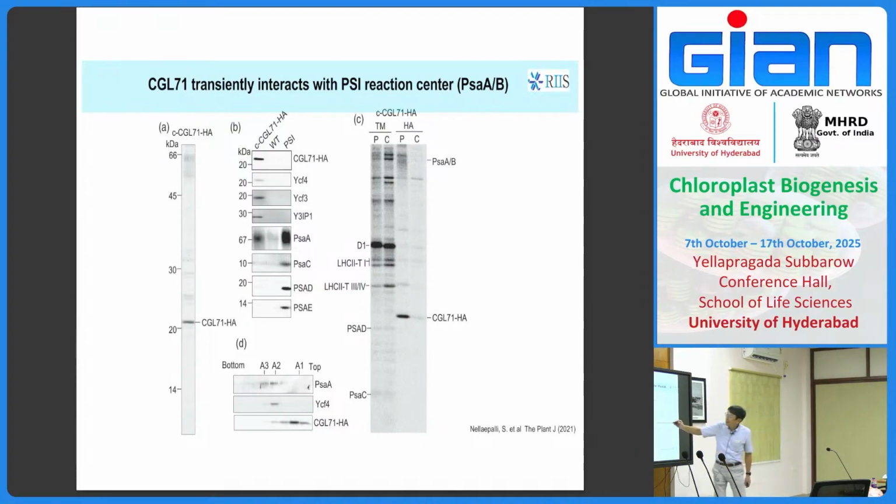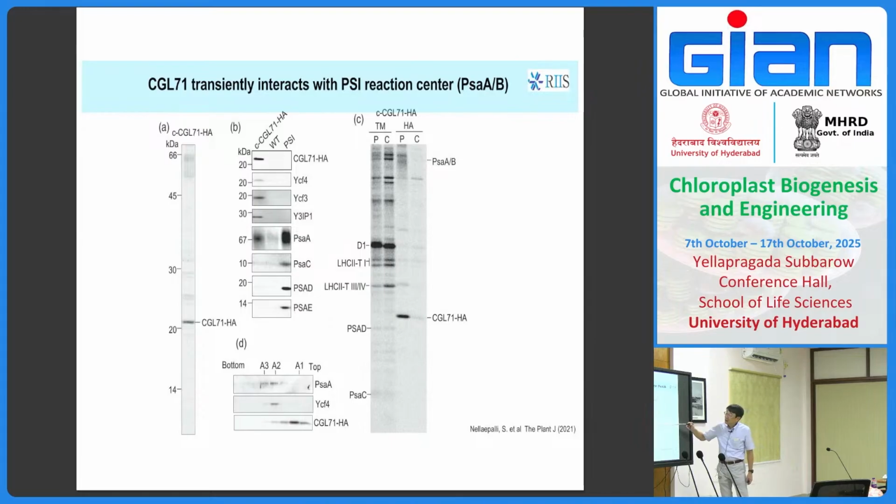We didn't see any major interacting proteins, but we used immunoblotting, with very high sensitivity, to detect small amounts of PS1 protein, to see whether PS1 is interacting with CGL71. In the wild type, almost nothing. And in CGL71-HA, we could detect a slight amount of YCF4, YCF3, Y3IP1, and the PS1 reaction center, but not the other small PS1 subunits, PsaC, PsaD and E.